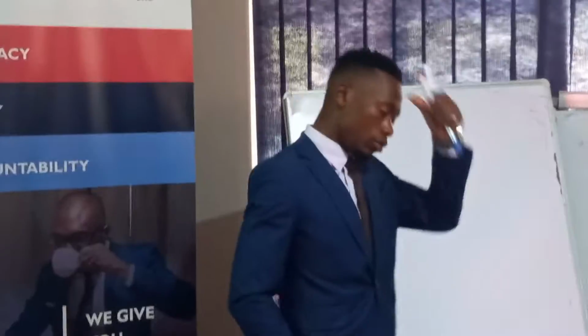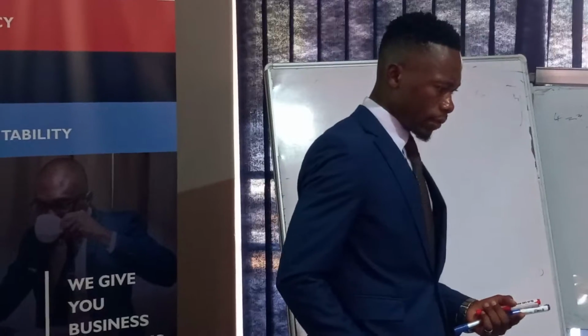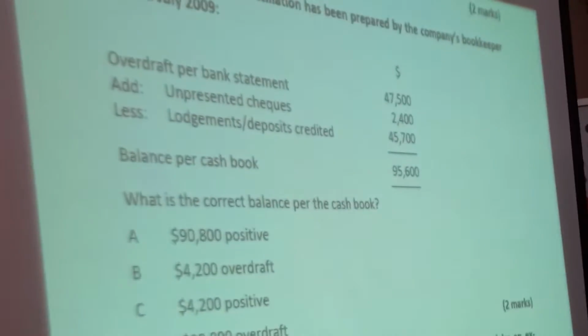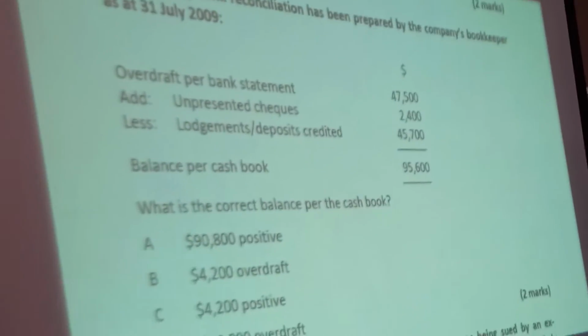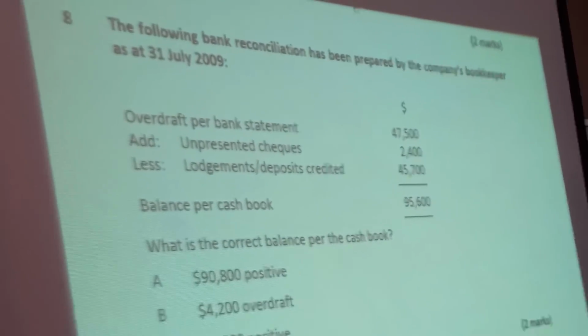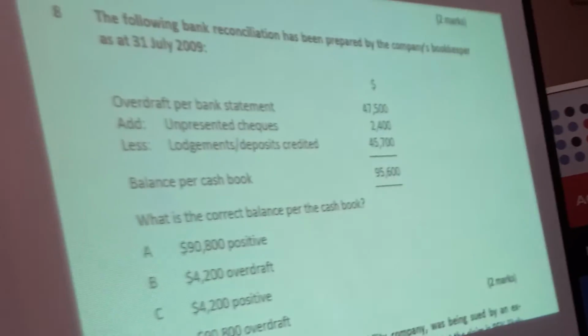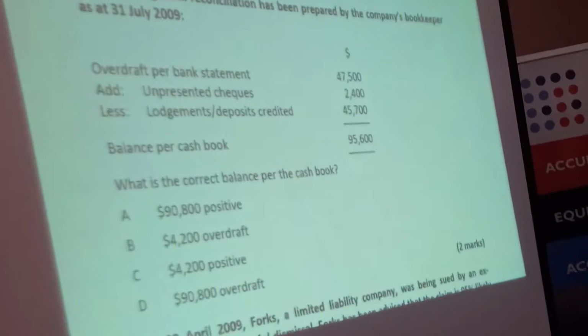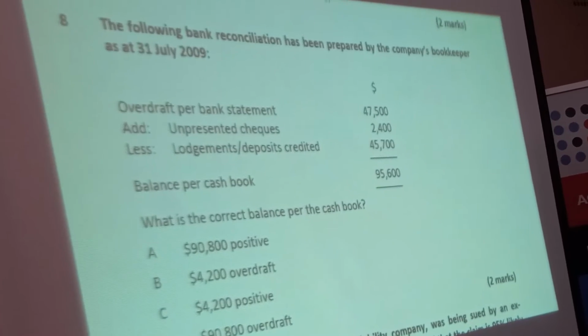We cover all the concepts, right? Last time I also looked at the bank reconciliation. They want the balance as per cash book. Looking at this question, they are saying the following bank reconciliation is being prepared by whom? By the bookkeeper. So these people, they'll be making errors. You understand? They'll be making errors. So can we correct the bookkeeper?